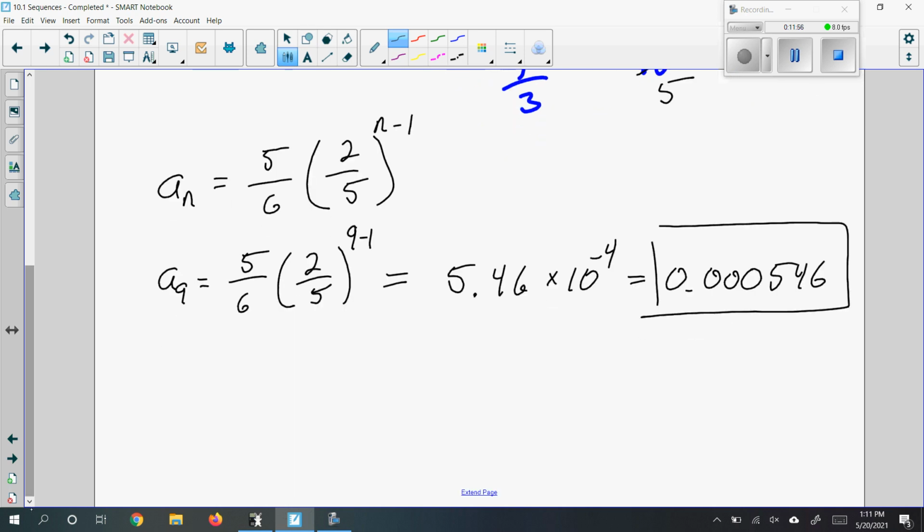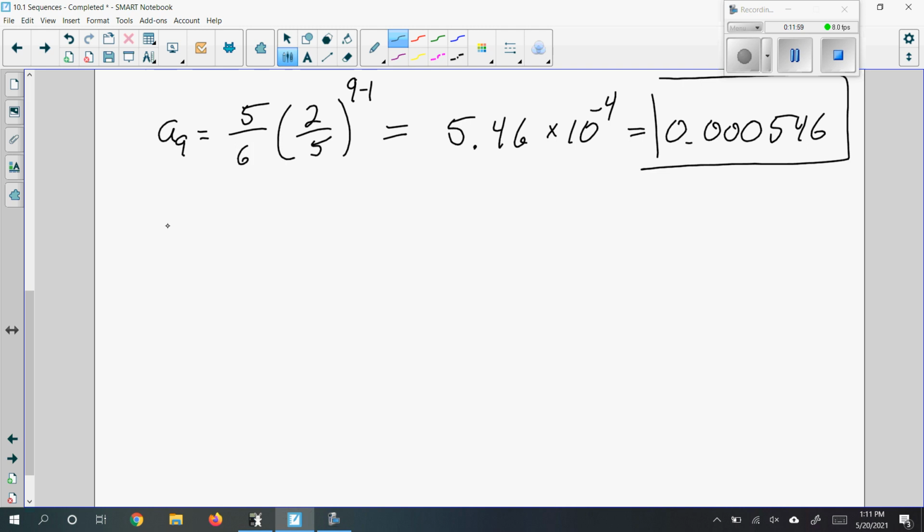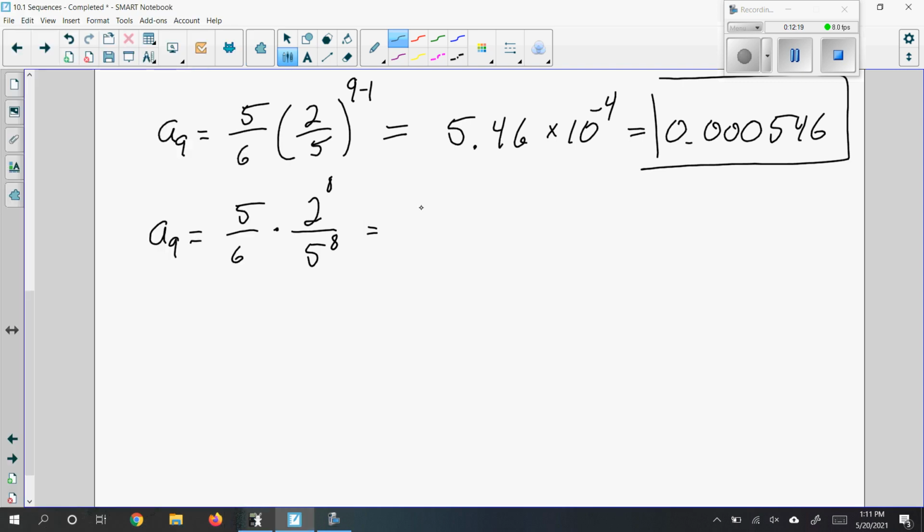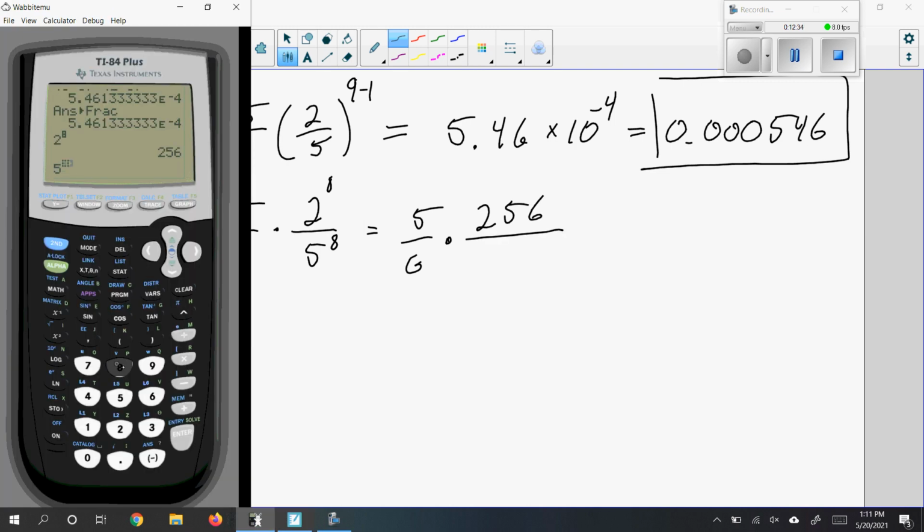All right, now let's find the exact value. Okay, so we have 5/6 times, now let's just go ahead and multiply this by 2 to the power 8 over 5 to the power 8. So in our calculator, 2 to the power 8 is 256. Over 5 to the power 8, which is 390,625.